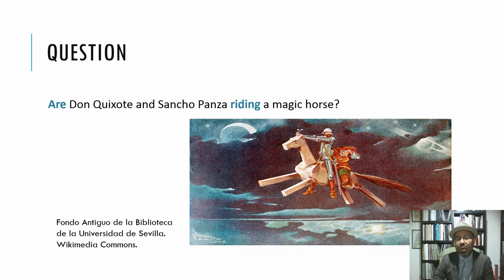Finally, we have the form of a question. As you can see, here we have this famous character of Spanish literature, Don Quixote, and his dear friend Sancho Panza. And maybe you are wondering what is going on here. So the question would be, are Don Quixote and Sancho Panza riding a magic horse? Is this something that is happening right now? And again, the question begins with the verb to be in the present, and here you have the gerund, the verb ride plus ing.